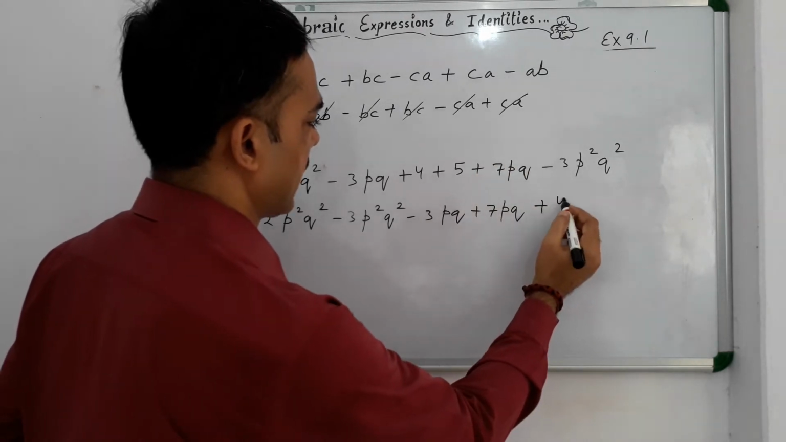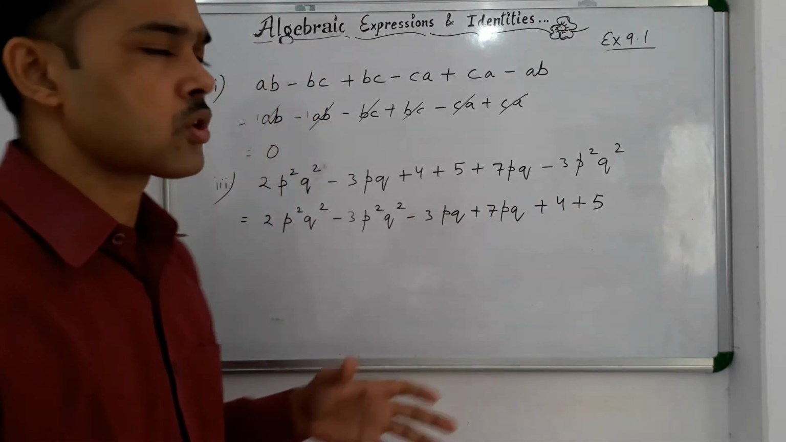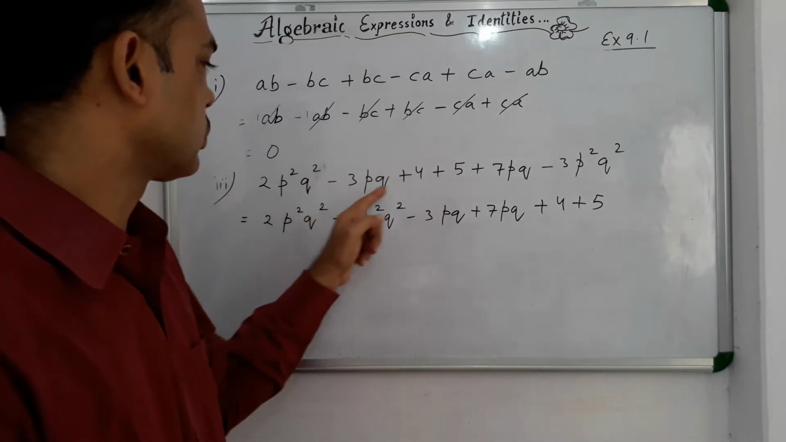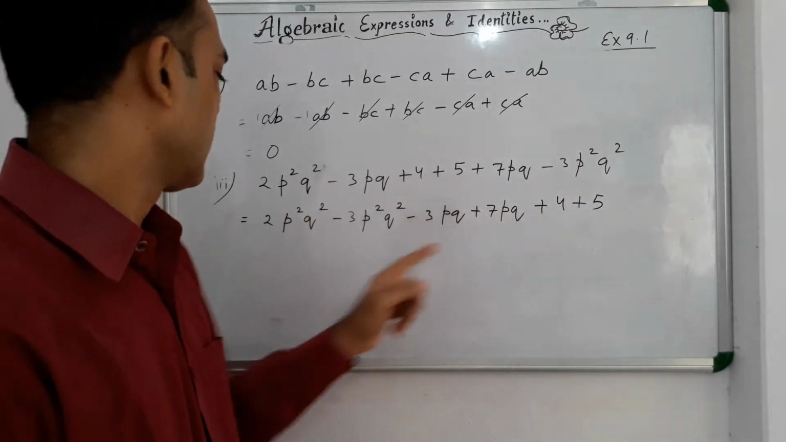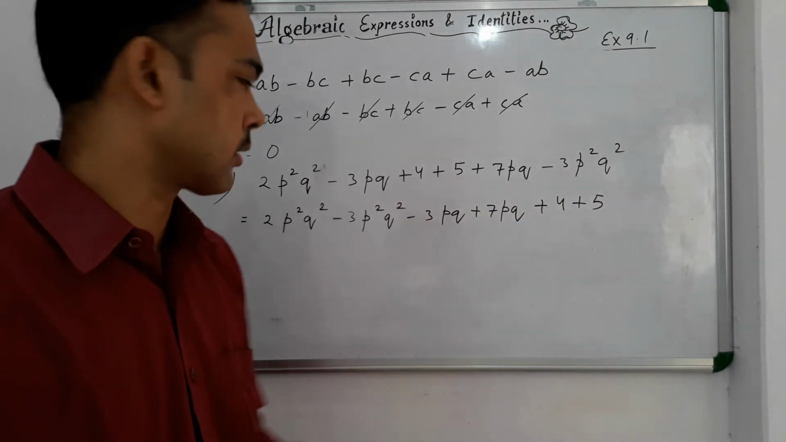Then let's add the constants. So it is 4 plus 5. Also make it a habit of checking whether you have written all the terms or not. So 1, 2, 3, 4, 5, 6. 1, 2, 3, 4, 5, 6. It means you have taken all the terms.